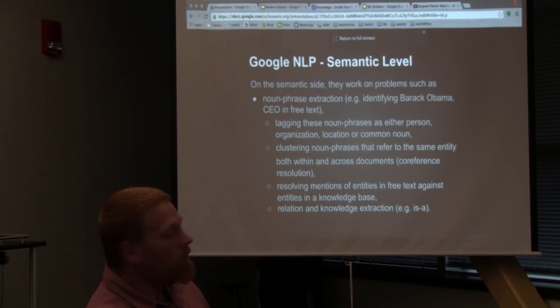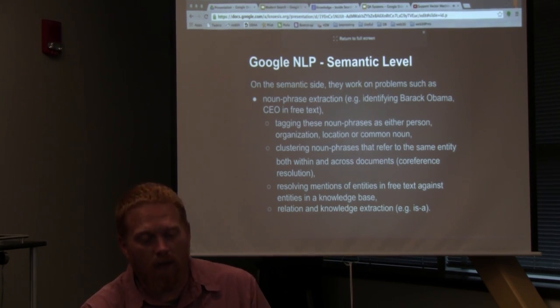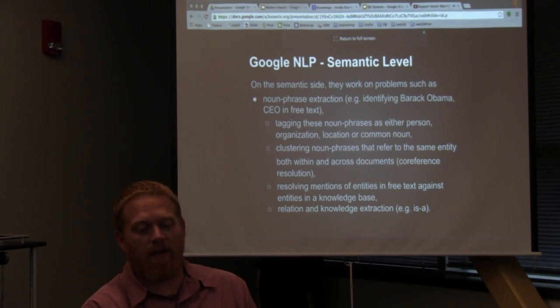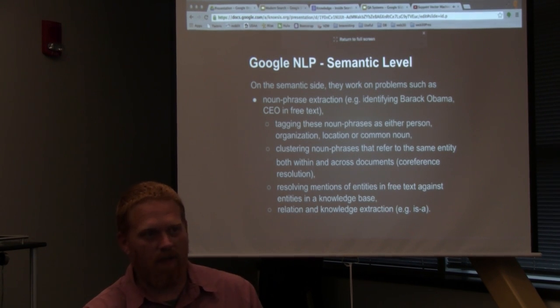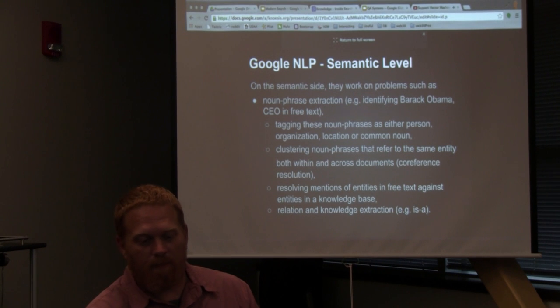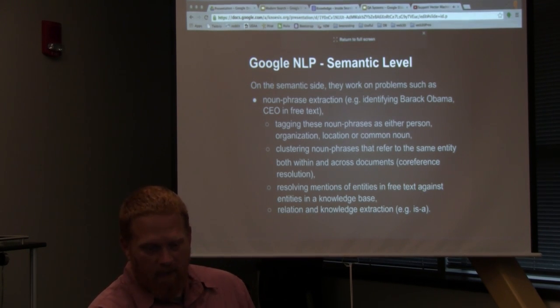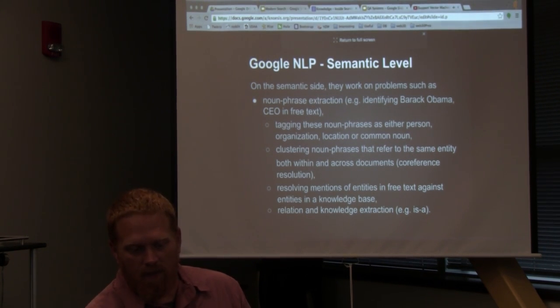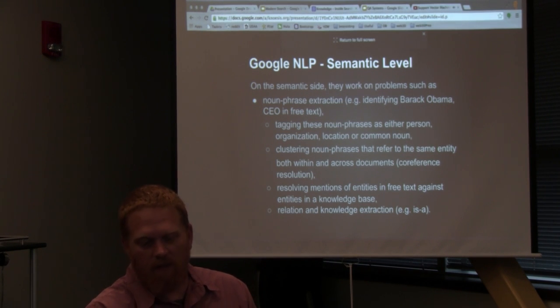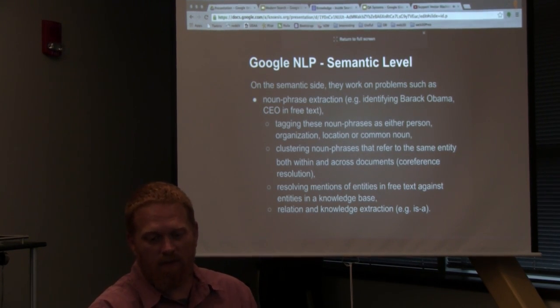At the semantic level, Google has worked on problems like noun phrase extraction, identifying who Barack Obama is in free text, what a CEO is, what an SEO is. Tagging these noun phrases as either people, organizations, locations, or common nouns. Clustering noun phrases that refer to the same entity, both within and across documents. Resolving mentions of entities in free text against entities in a knowledge base. Relation and knowledge extraction, so Barack Obama is a person.